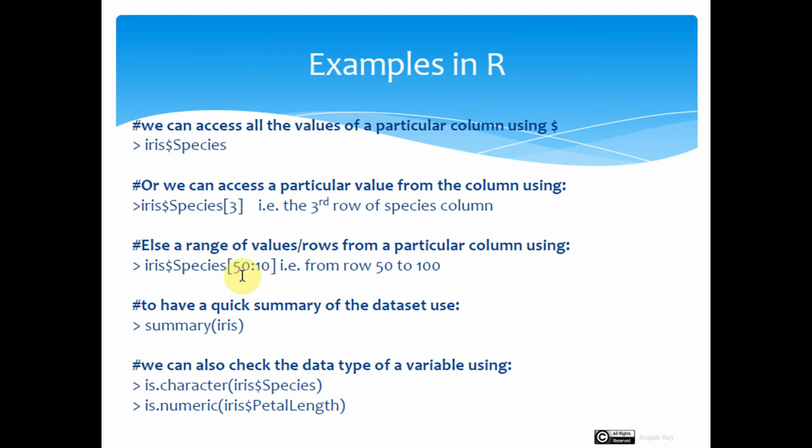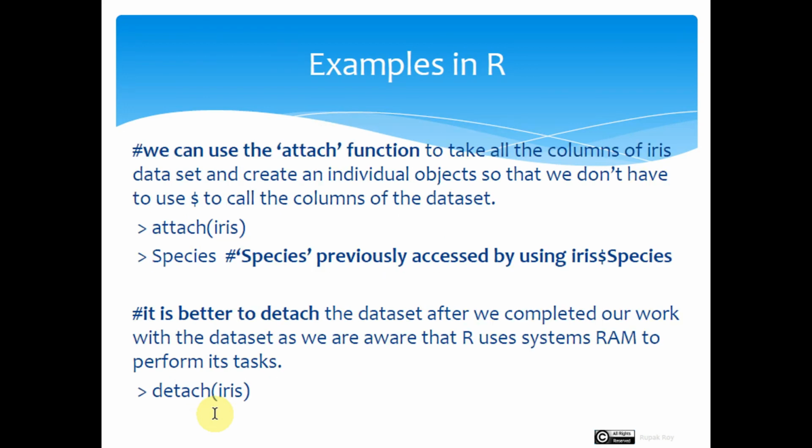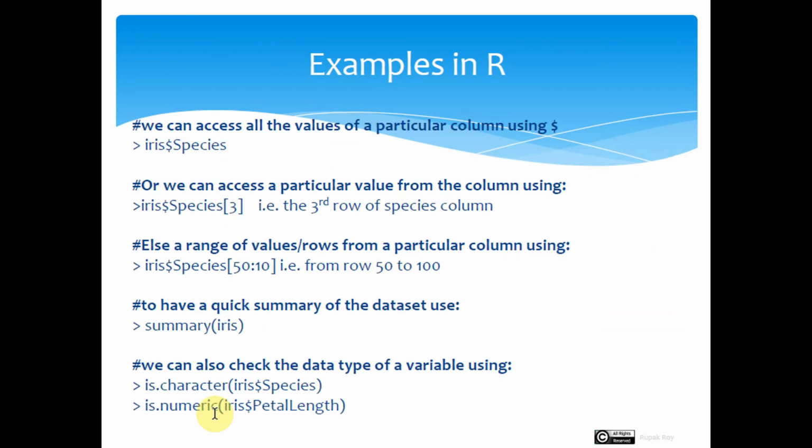R also provides a simple, easy feature to understand the distribution of data like mean, median, quantile by simply using the summary function. We can also confirm the data type of a variable by using is.character, dataset name, dollar, column name to check if it is a character data type, and is.numeric for numeric data type. The output of this will be logical in nature, that is, TRUE or FALSE.